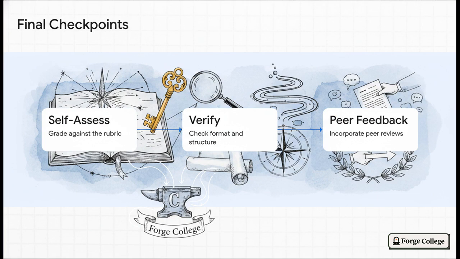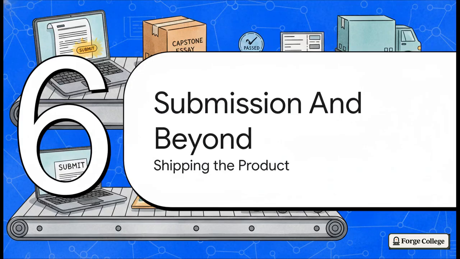Grade yourself against the rubric, verify your structure, and confirm you've actually incorporated that peer feedback. This level of meticulous self-review is the exact standard we champion across all Forge College pathways, so please do not skip it. Finally, Section 6, Submission and Beyond.